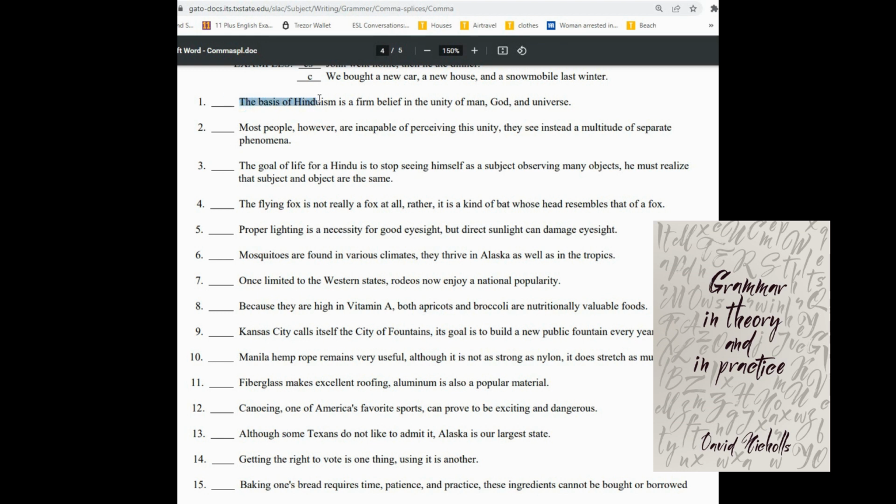Let's have a look. The basis of Hinduism, subject, is verb, a belief in the unity of man, God and universe. And yes, they are using the Oxford comma. That's quite interesting. So this is the subject complement. We say subject complement, not object, because it's the verb to be. And it is a complete thought. So there's nothing wrong with this sentence. It's certainly not a comma splice. There's just one main clause there, in the sense that it's got one subject, one verb, and one subject complement. Okay, so nothing wrong with that one.